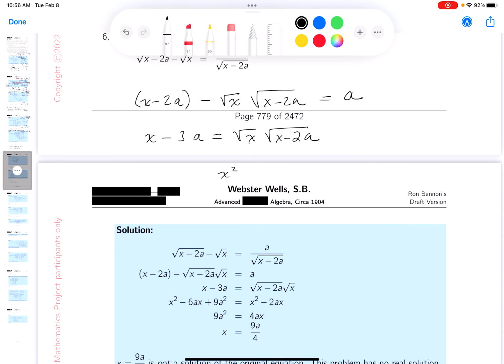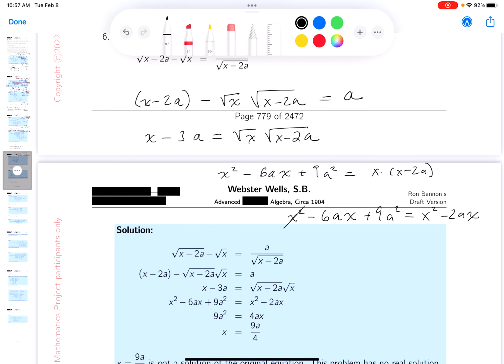I want to warn you that squaring things could introduce trouble. But right now I'm not worried about trouble. I'm worried about getting x, and then I'll see if it's trouble. So what do you get there? X squared, minus 6ax plus 9a squared. And what do you get on the right side? You would get x times x minus 2a. Well, I got to continue, and that's going to be x squared minus 6ax plus 9a squared equals, I'm going to expand that now, x squared minus 2ax.